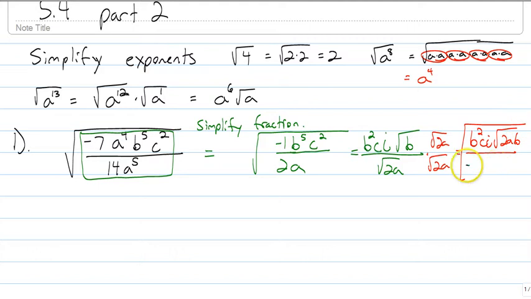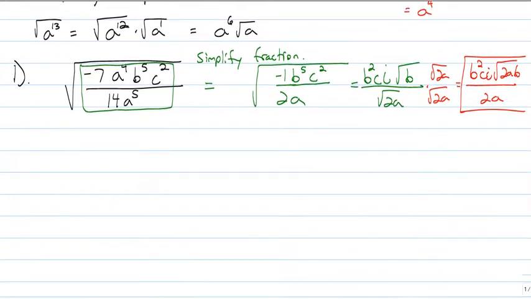Okay, so that is how you simplify fractions with exponents and square roots. And this is what I want. No exponents, or, I shouldn't say that. No imaginary numbers, no radicals on the bottom. Alright, so that's number 1.